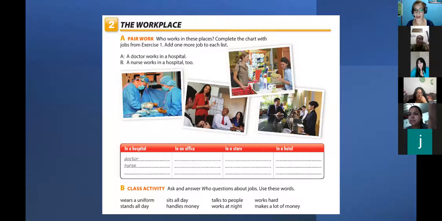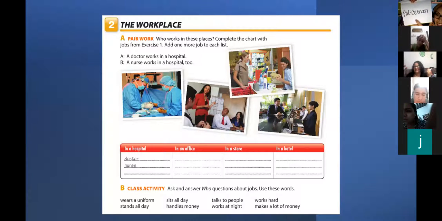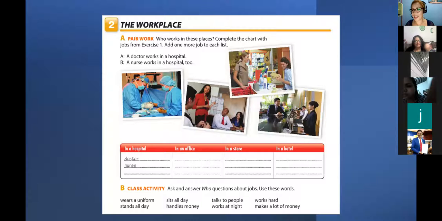Van a escribir, adivinar. Okay, this person wears a uniform, stands all day, works in the street. Police officer. Excellent. Yeah, that's police officer or policeman. So you're going to do the same. Escriban una y luego van a mencionar las actividades para que sus compañeros adivinen cuál es.